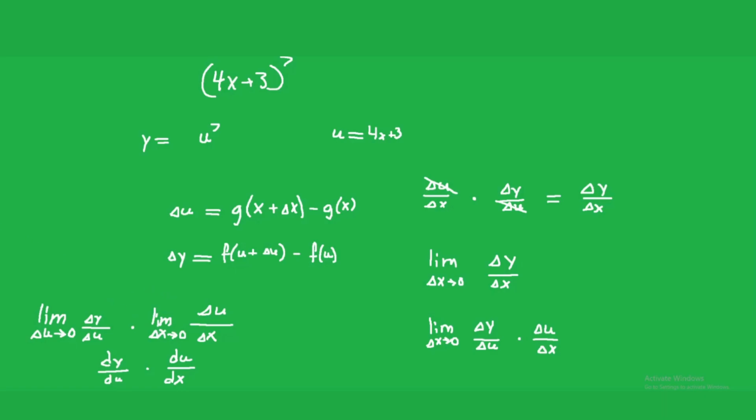So we can just say as delta x is approaching 0, delta u is approaching 0. Same thing. All right, so that's how we're able to do that. So then we'll have dy over du times du over dx. And that is the chain rule. So that was kind of a mouthful. Hopefully that makes sense. I'm just going to go ahead and employ that here with an example.